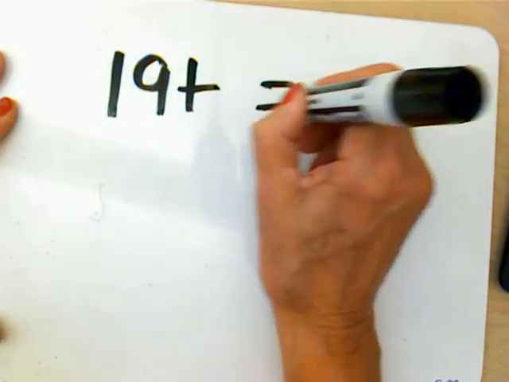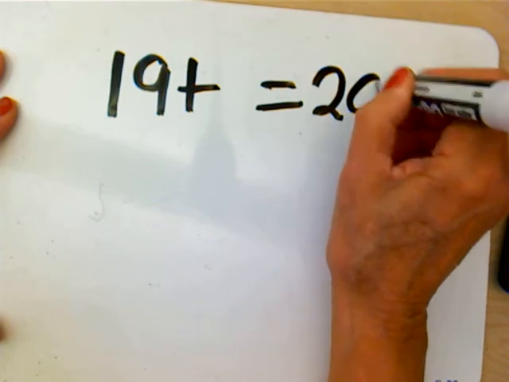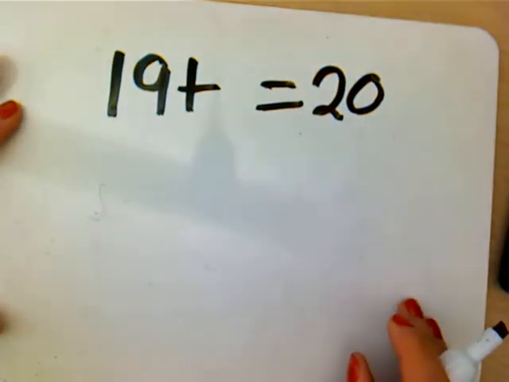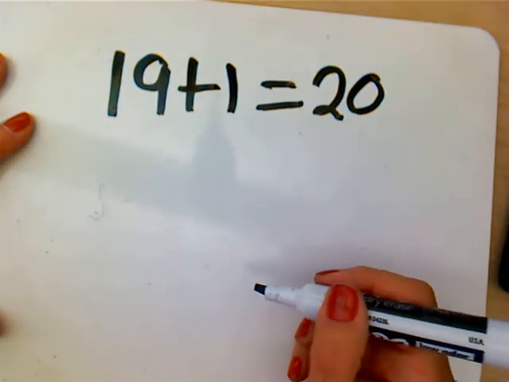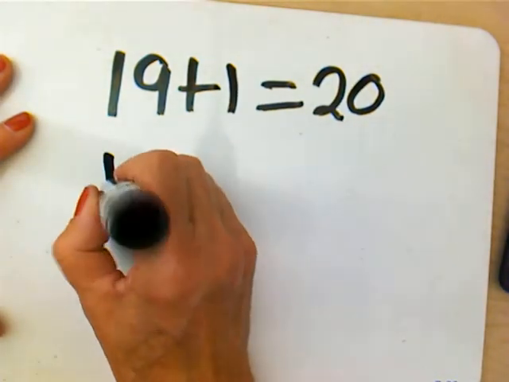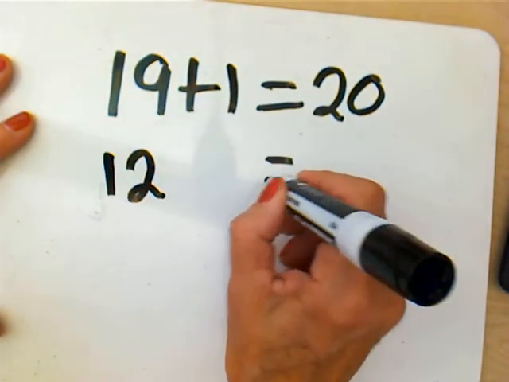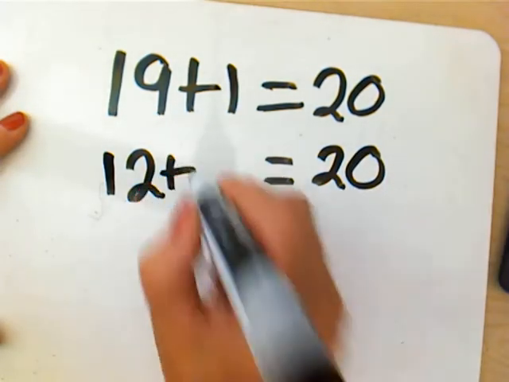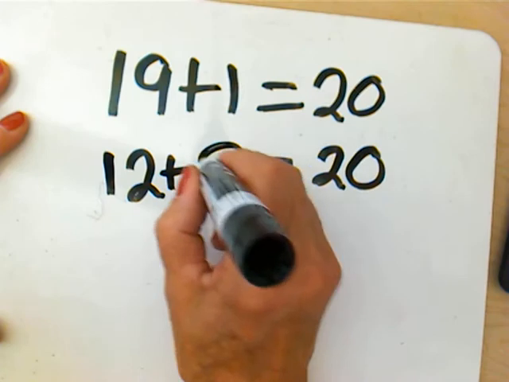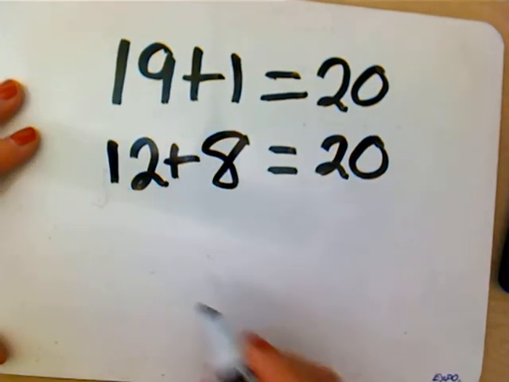19 plus something would give me my next 10, which would be 20. What would I have to add to 19 to get 20? Did you say 1? If you did, congratulations. What if I said 12 and I wanted to get to the next 10, which would also be 20? What would I have to add? Did you say 8? If you did, congratulations.